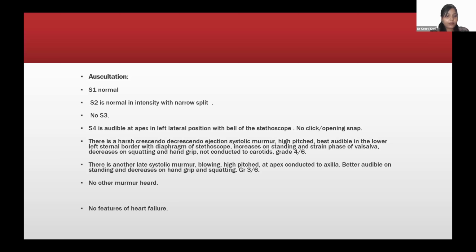No click or opening snap. There is a harsh crescendo-decrescendo ejection systolic murmur, high pitched, best audible at the lower left sternal border with the diaphragm of the stethoscope. Increases on standing and strain phase of Valsalva. Decreases on squatting and hand grip. Not conducted to carotids. Grade 4/6. There's another late systolic murmur, which is blowing in character, high pitched at the apex, conducted to the axilla, better audible on standing, and decreases on hand grip and squatting. Grade 3/6. There's no other murmur and no features of heart failure.